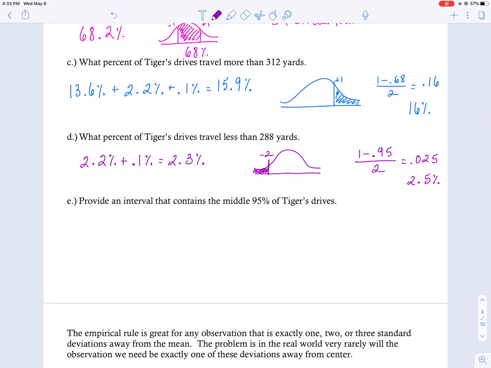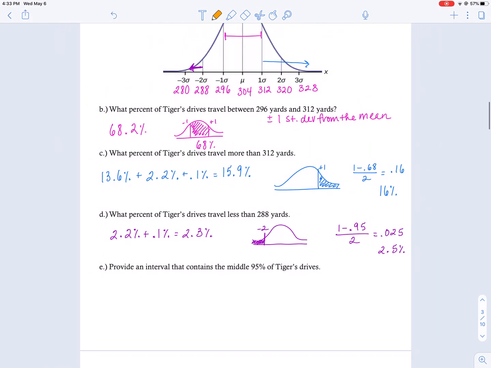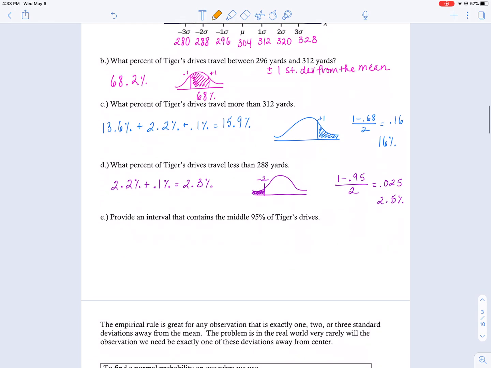Okay, the last one says provide an interval that contains the middle 95% of Tiger's drives. Well, your 95% is, and you should write this down, within 2 standard deviations. So I'm going to make this a new color. Okay, this is your 95%. So I would say 95% is within 2 standard deviations.